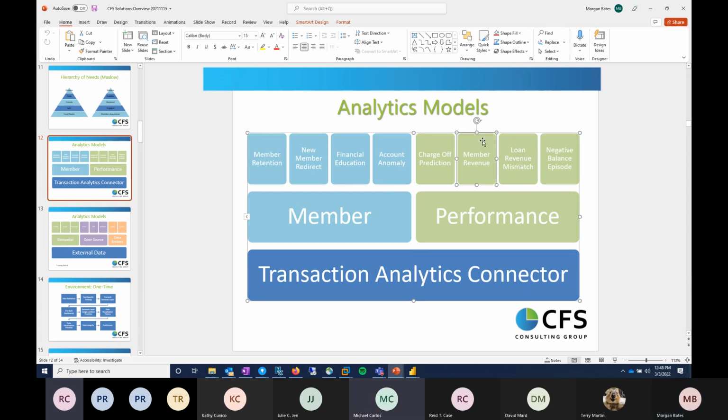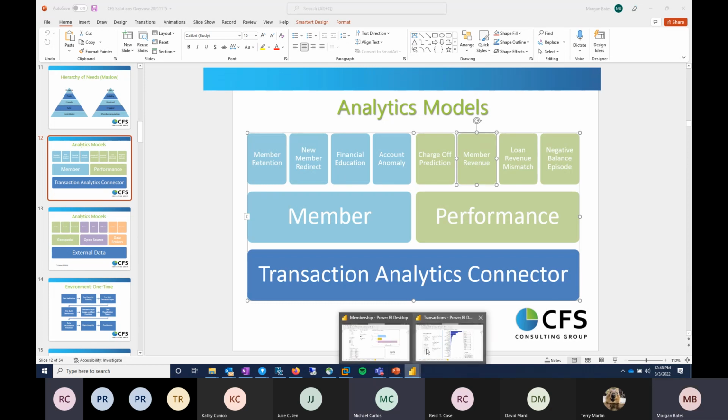And Morgan, just for clarification, and I think Terry already explained this before: typically you offer these products, first, obviously, the transaction analytics connector, and then it comes with some sort of starter package type of analytics model. But a lot of these analytics models are kind of à la carte, right? You don't package all of them together. Is that correct? Yep, absolutely.